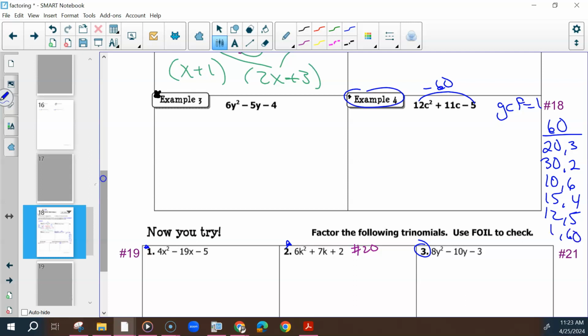160. So of this, which could we add or subtract together to get 11? 54. Which one would be a negative? So rewrite that into 4 terms. The first stays the same, 12c squared, and then the last stays the same. The middle two are going to have c with it, so plus 15c minus 4c. Split that down the middle.